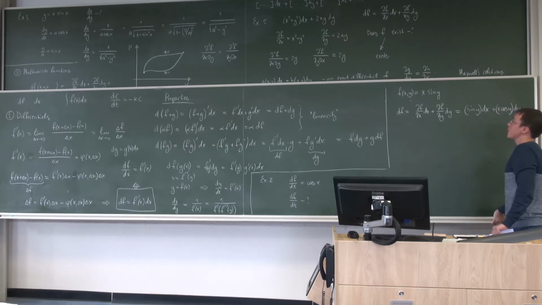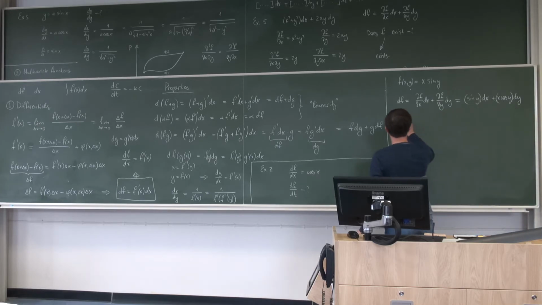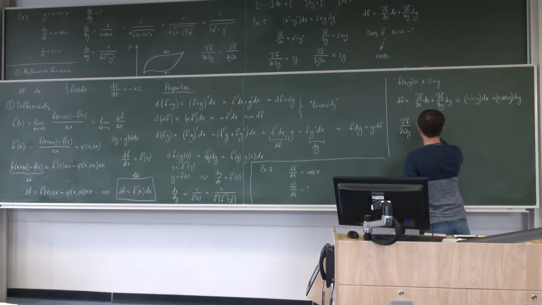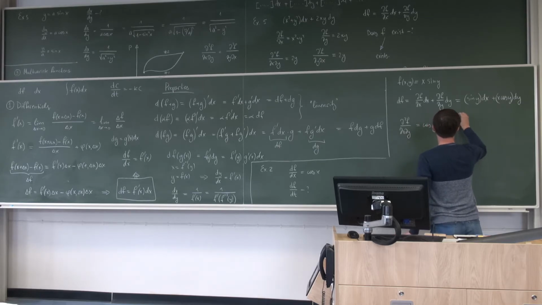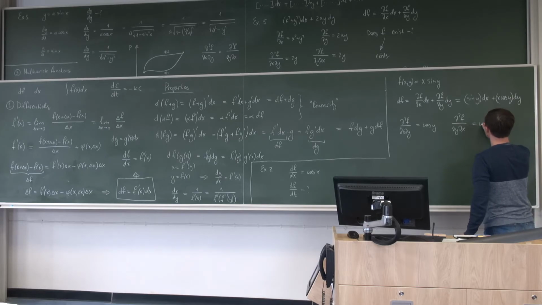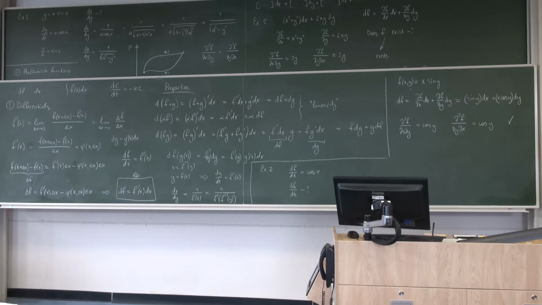And we can confirm that that's actually an exact differential by differentiating these with respect to the other variable. So d squared f by dx dy is cosine y, and d squared f by dy dx, so we need to differentiate that additionally with respect to x, is also cosine y. So really, that's the process.